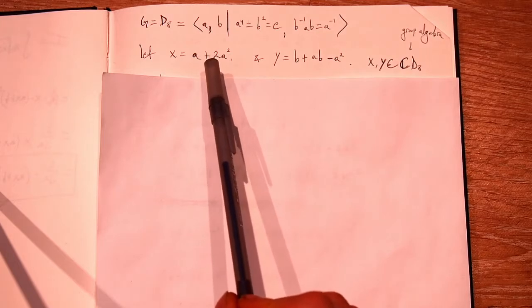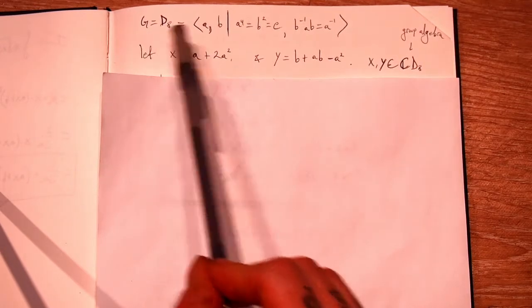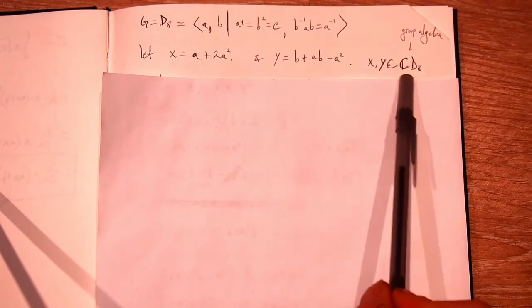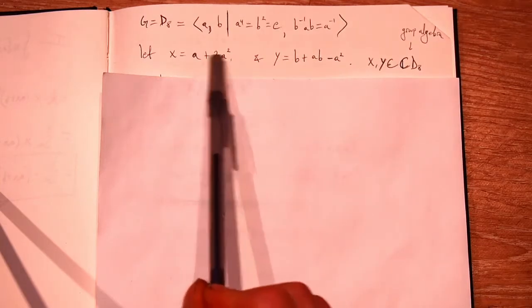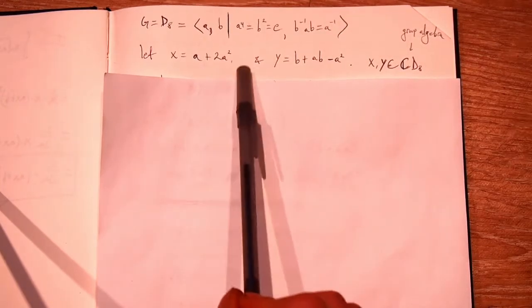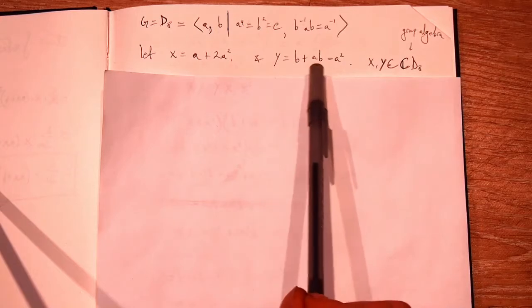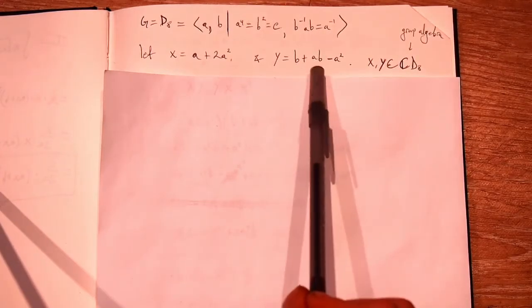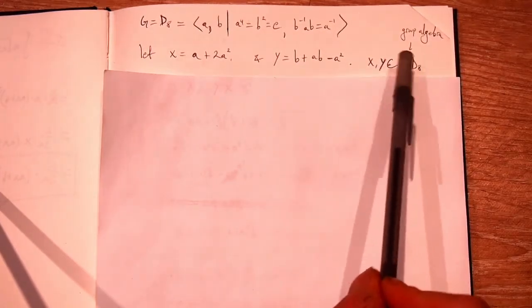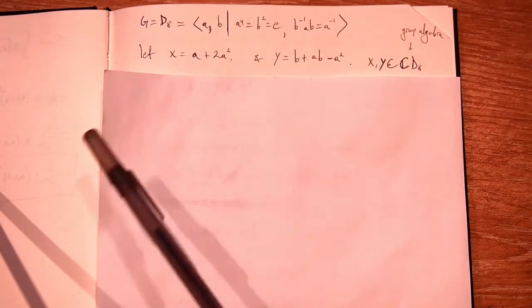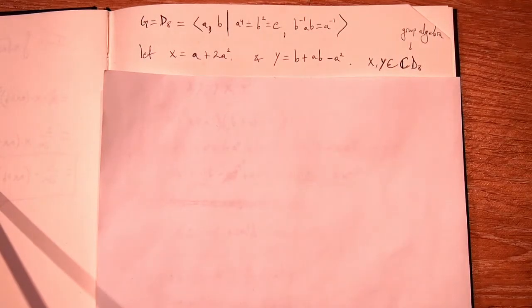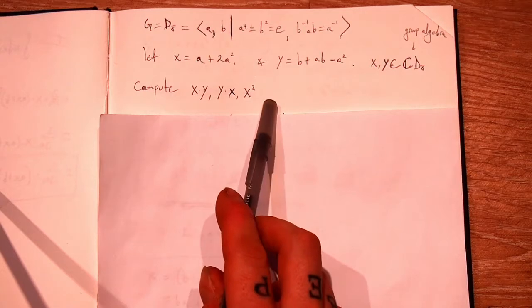So if we look at the group algebra for G over the complex numbers, C D8, and we take two guys from there, specifically A plus 2A squared, that's an element of our group algebra, B plus AB minus A squared, that's another element of our group algebra. We're going to do a couple calculations with these guys and just see how working with the group algebra behaves. These are the three guys we're going to compute.